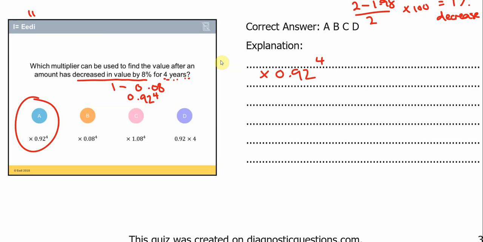This one they will have increased. This one they've got mixed up with their simple interest. And this one they are not doing anything with that 8%, they're just finding 8%. They're not taking it away or adding it on.